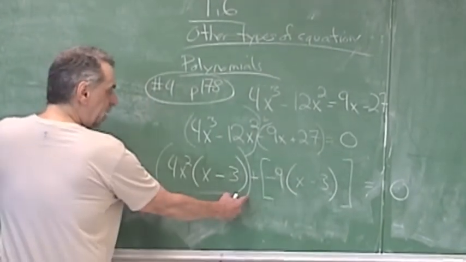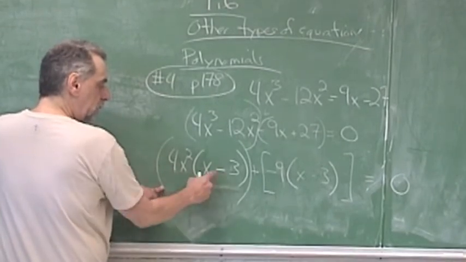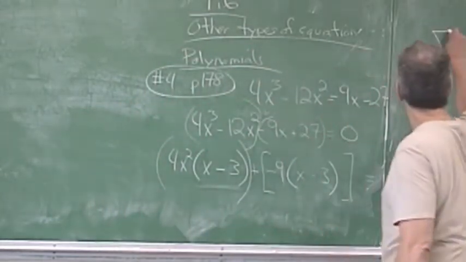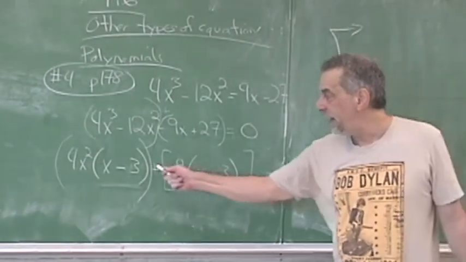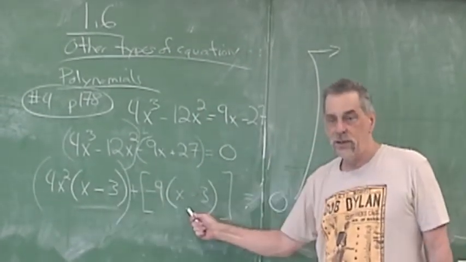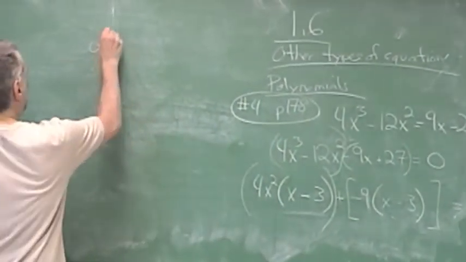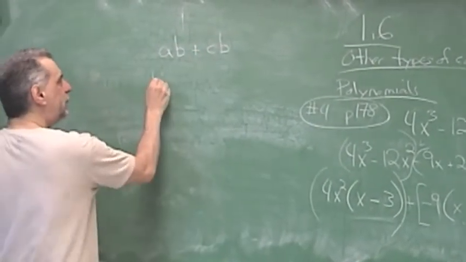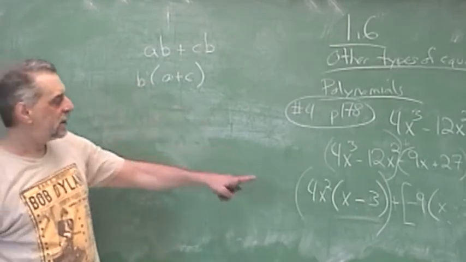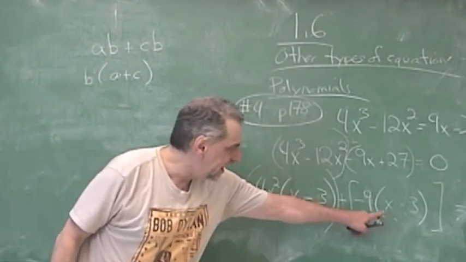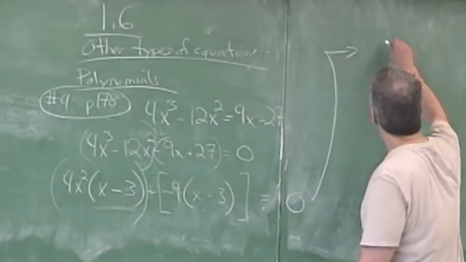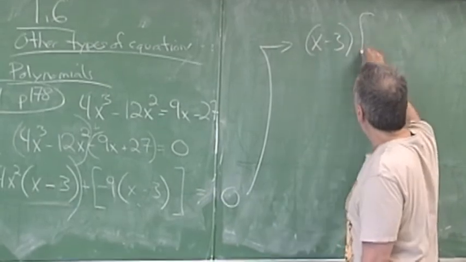So now we're looking at the product of these two factors, plus the product of these two factors, equaling 0. We have a common factor between this product and this product of x minus 3. Just like if I had AB plus CB, I could take a B out and be left with A plus C. Same thing here, it's just what I'm taking out happens to be a binomial. So I'm going to take the x minus 3 factor out of this product and out of this product.